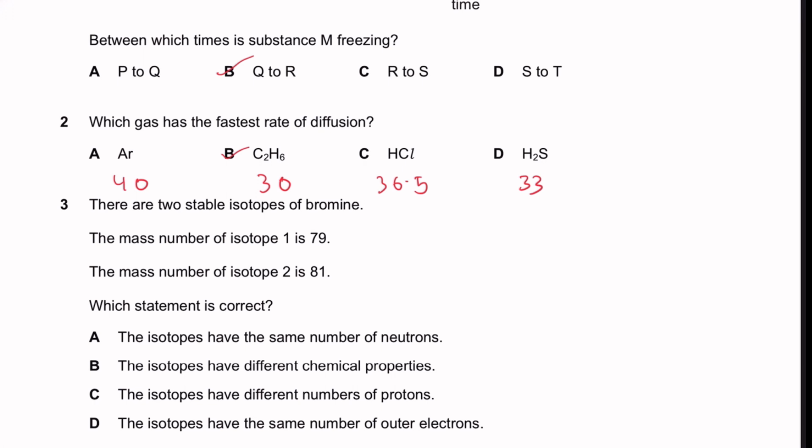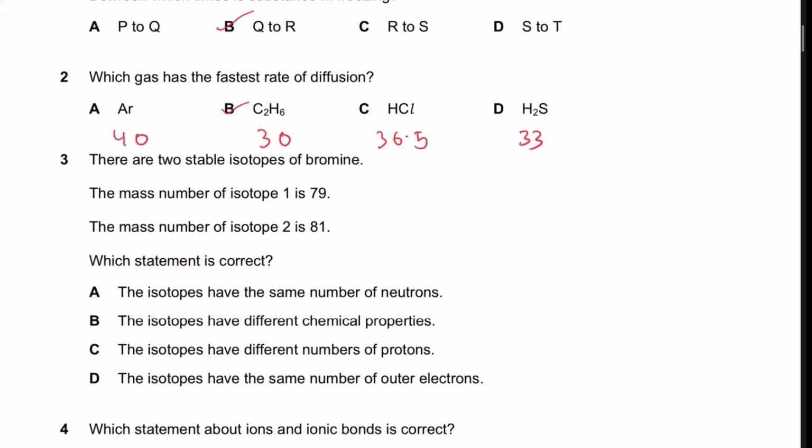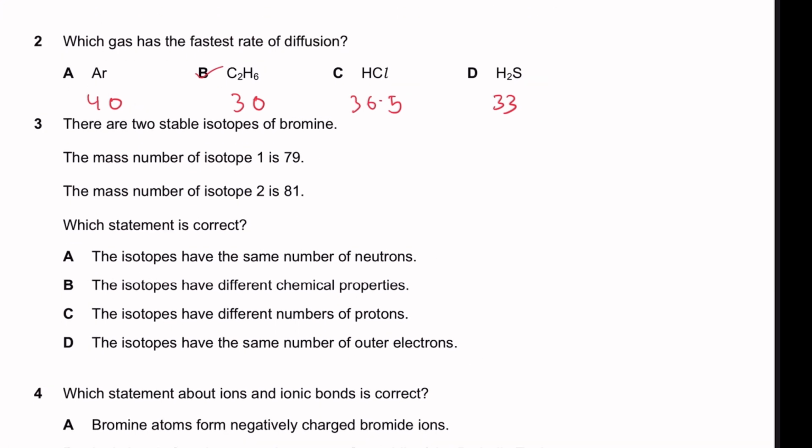There are two stable isotopes of bromine. The mass number of isotope 1 is 79. The mass number of isotope 2 is 81. Which statement is correct? Isotopes have the same number of neutrons. No. The definition of isotopes is that they have the same number of electrons and protons, but a different number of neutrons. So it is wrong.